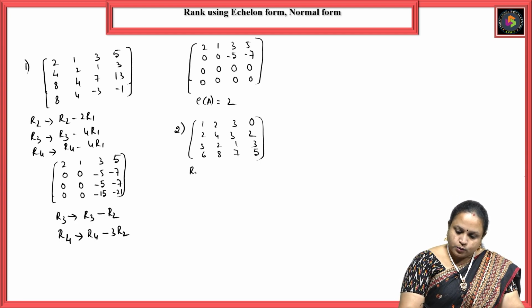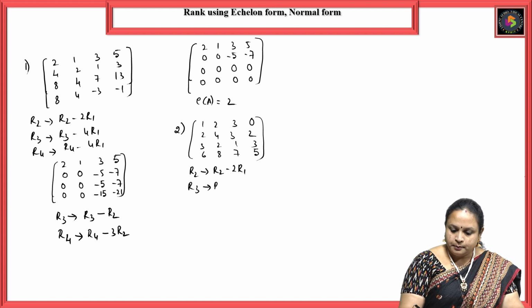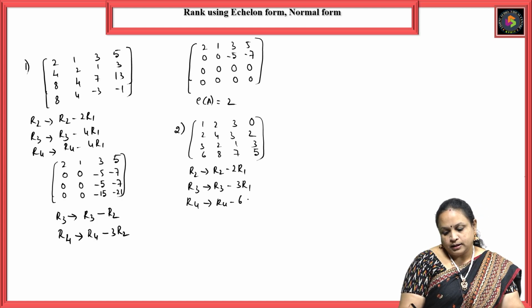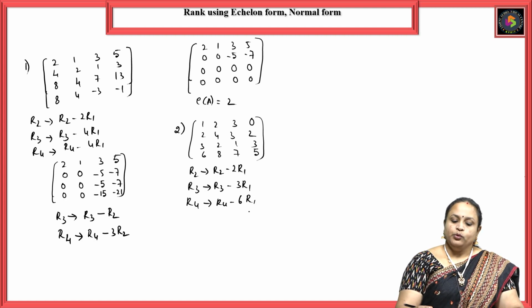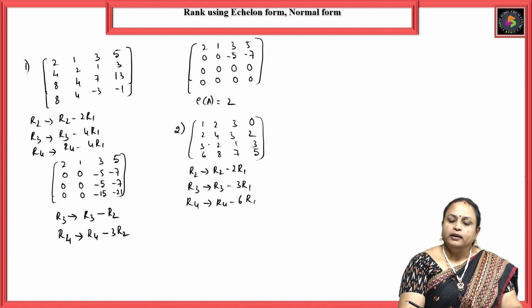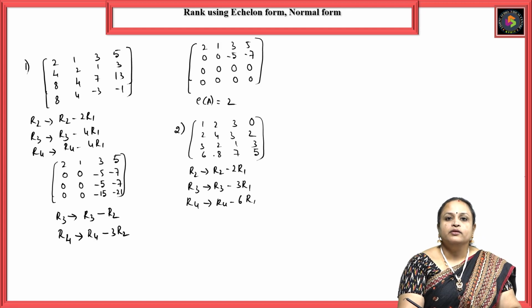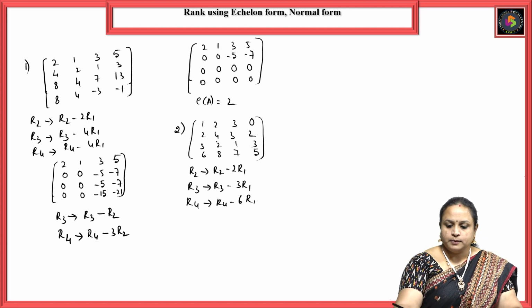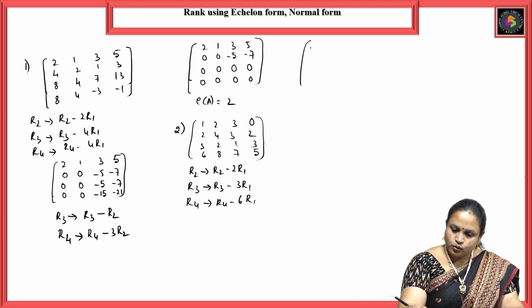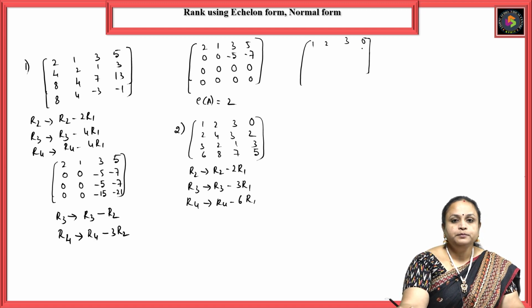So, R2 implies R2 minus 2R1, and R3 implies R3 minus 3R1 and R4 implies R4 minus 6R1. So, we are using this element 1 to make all other elements in the first column as zeros. So, the first row will not change, it is 1, 2, 3, 0.